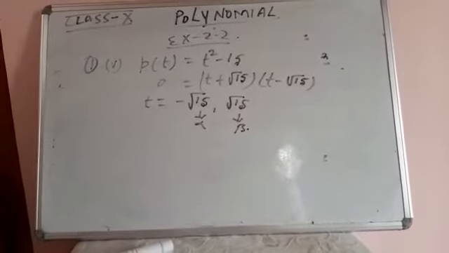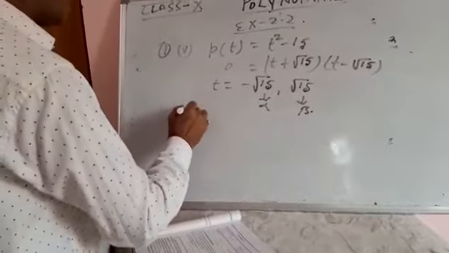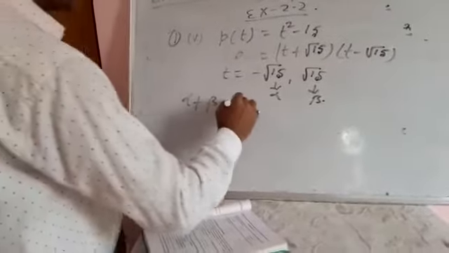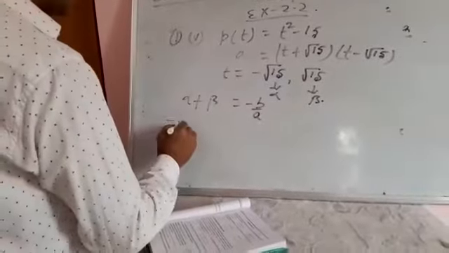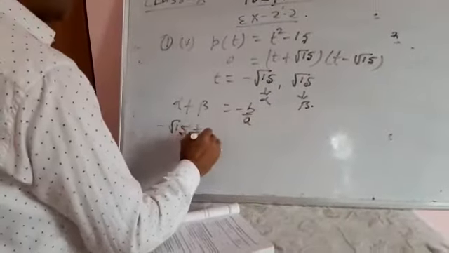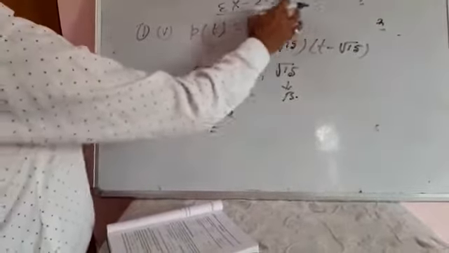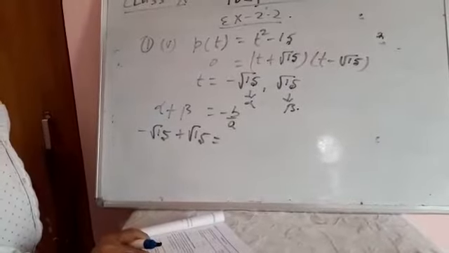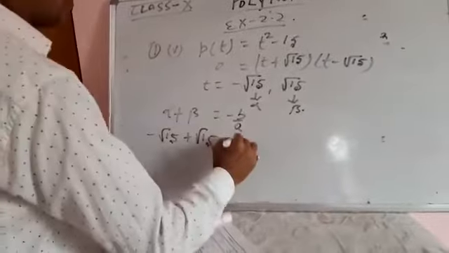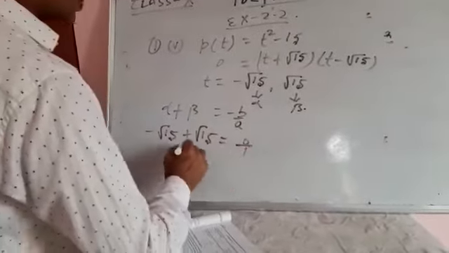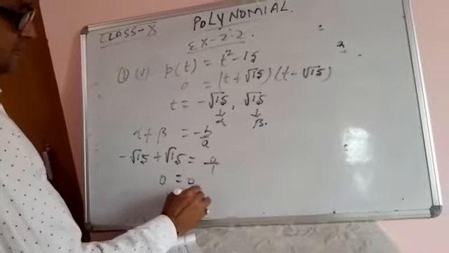Now we need to verify. For verifying, we write alpha plus beta. The formula is minus b by a. Here alpha is minus under root 15 and beta is under root 15, and what about minus b by a? The b part is not here. For b it should be the coefficient of t, but that is not here. So b is 0, and we write 0 upon 1. So this is 0 and this is also 0. So this is verified.